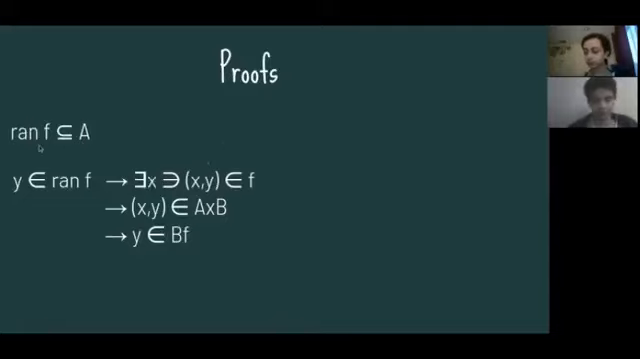The second theorem, that the range of f is a subclass of B, using the same standard way: if y belongs to the range of f, this would imply that there exists an x such that xy belongs to f. So this again is from the definition of what a range is. And from the definition of a function, I know that f is a subclass of A cross B, then this would imply that xy belongs to A cross B. But then y would belong to B, and this f should be removed. It's just y belongs to B.